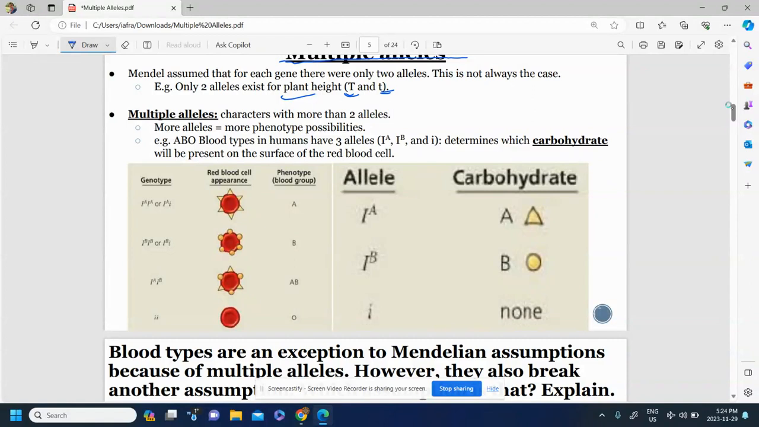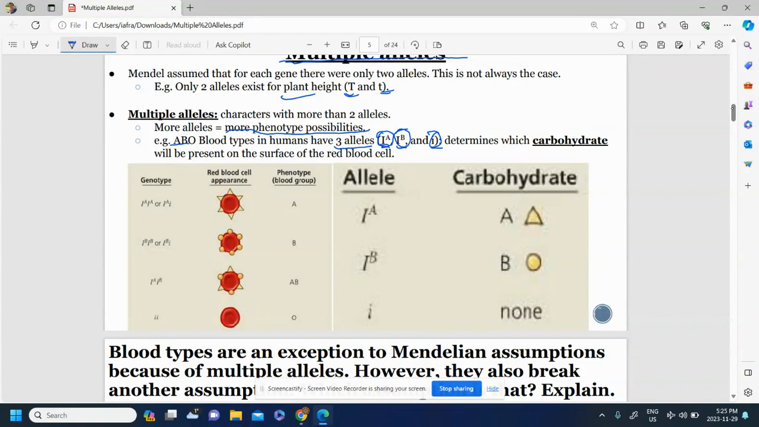And so when you have multiple alleles, that usually leads to more possible phenotypes, like we saw with the blood types A, AB, B, O. So ABO blood types are an example of a character in humans that have actually 3 alleles, 3 different versions of the blood type gene. And so we call it IA, IB, and i. And depending on the combination, you always get 2 regardless, okay? You only get 2 of these. Depending on the combination you get, you'll be a certain blood type.